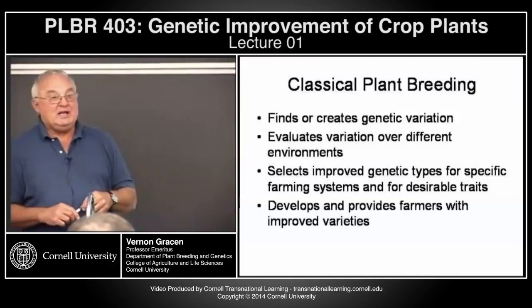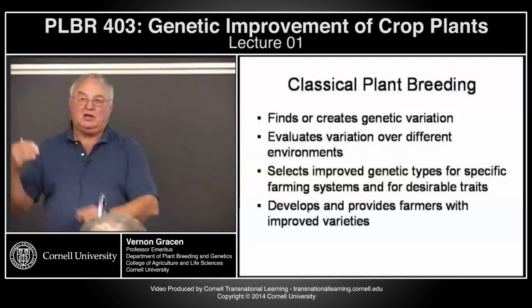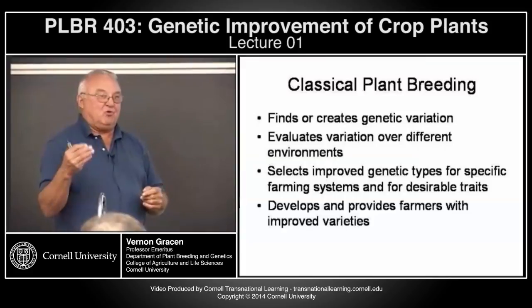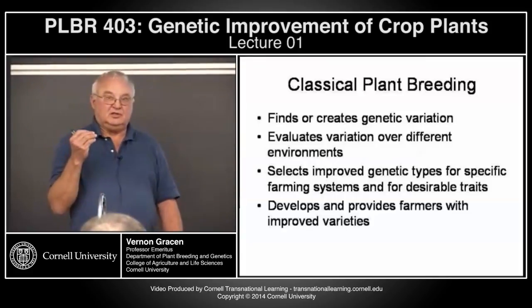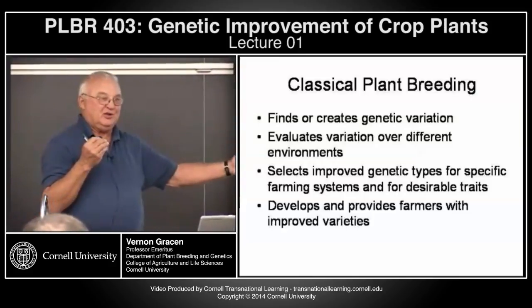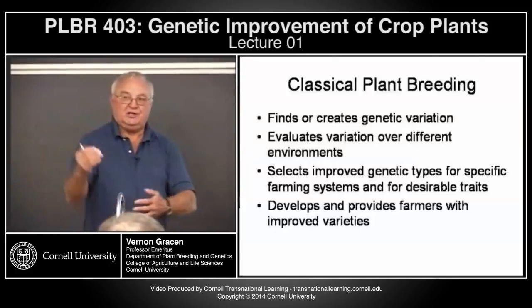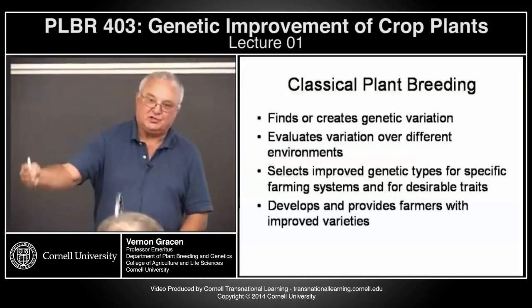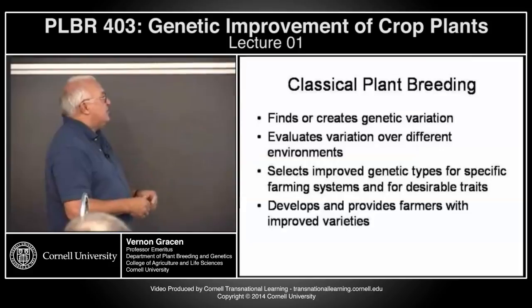And that had to go hand in hand. As early plant breeders started working, they selected varieties that would perform under current farming systems. As agronomy and soil scientists worked with farmers to improve farming systems, well then plant breeders in turn selected new varieties that would fit newer farming systems. And so this process has gone hand in hand for the last 100 years.